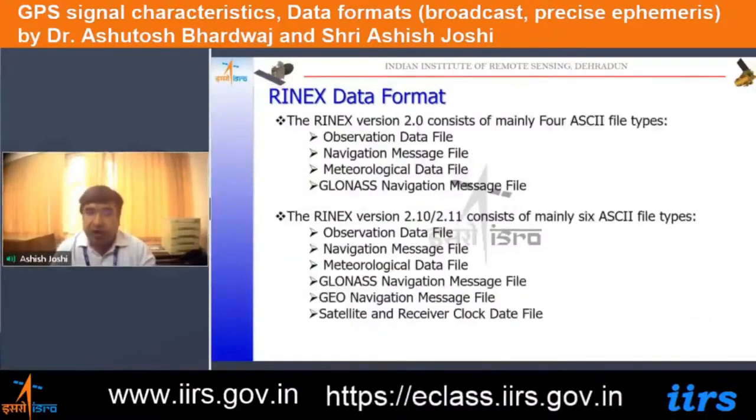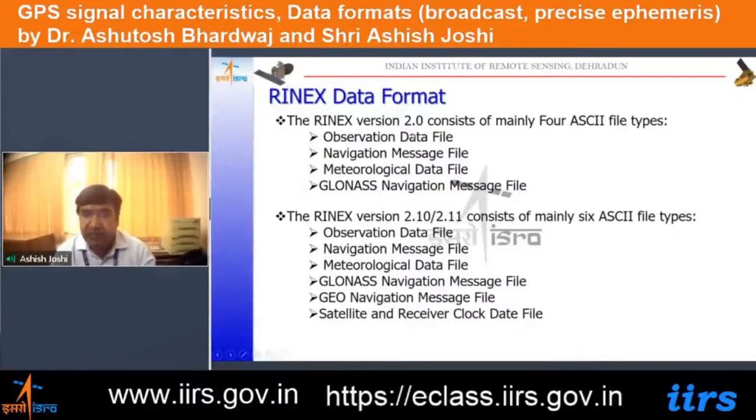So according to the versions, we have different files in the RINEX format. RINEX version 2.0 consists of 4 ASCII files. These are the observation data file, navigation message file, meteorological data file, and GLONASS navigation message file. So this is the initial version, version 2.0.